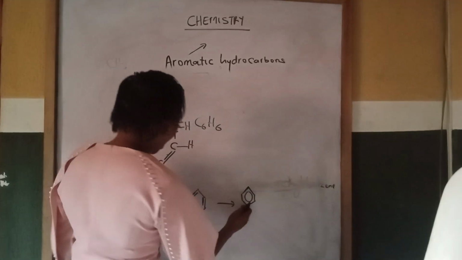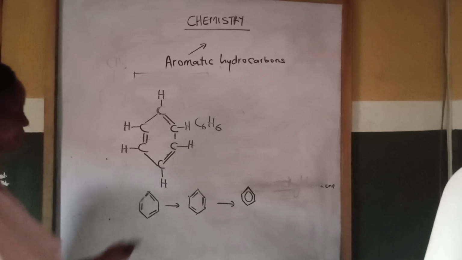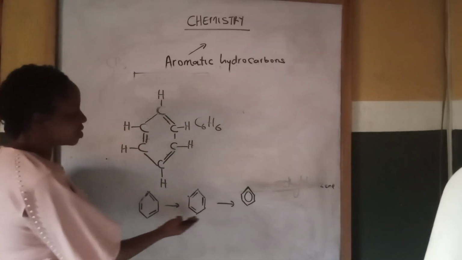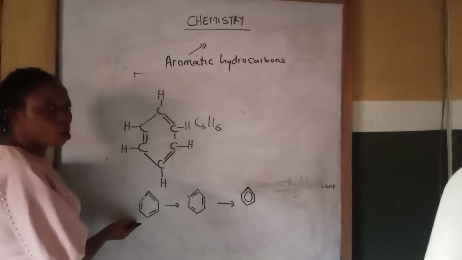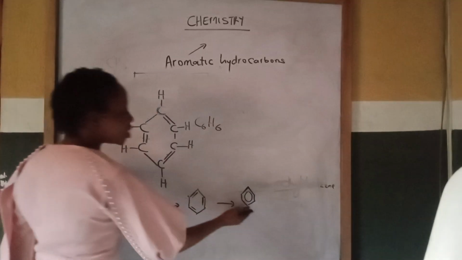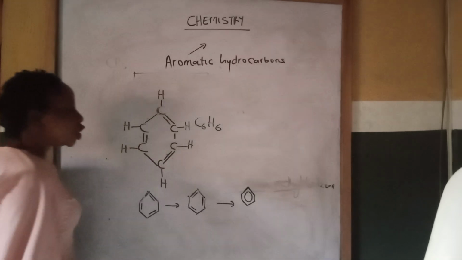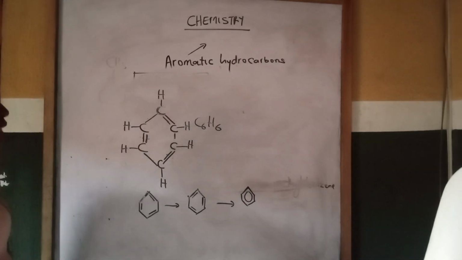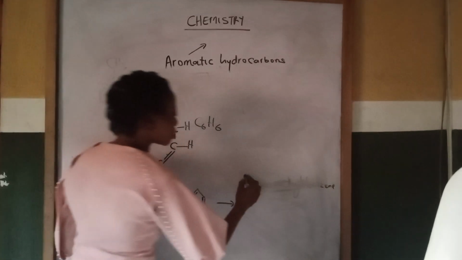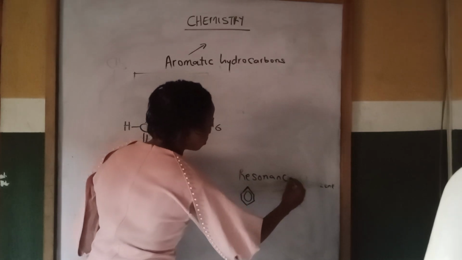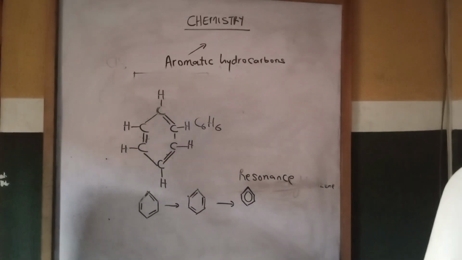So you can have the structure of your benzene either in this form or in this form. This is the resonance structure according to August Kekule. And why is this structure called resonance structure? When the double bonds in the ring are delocalized. Then let's move to naming of aromatic hydrocarbons.